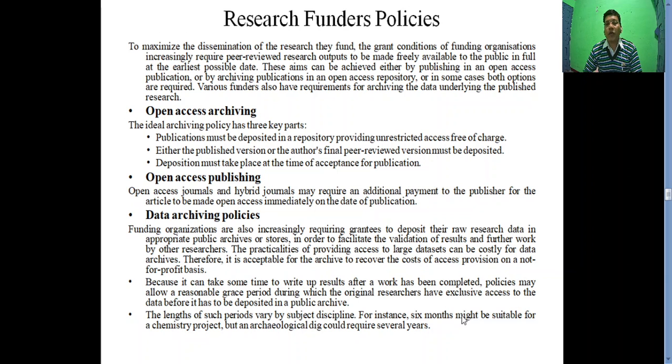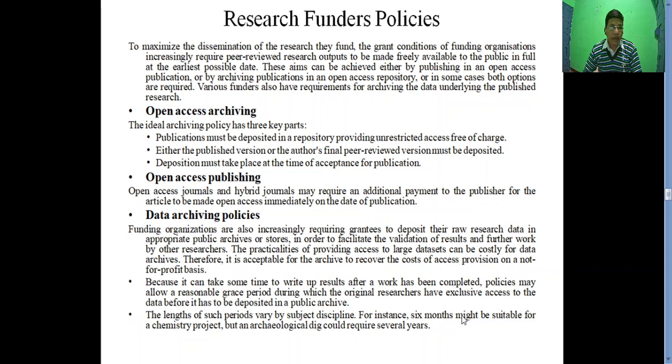Various funders also have the requirement for archiving the data underlying the published research. Open access archiving. The ideal archiving policy has three parts. Publication must be deposited in a repository providing unrestricted access free of charge. Either the published version or the author's final peer-reviewed version must be deposited. Deposition must take place at the time of acceptance for publication.